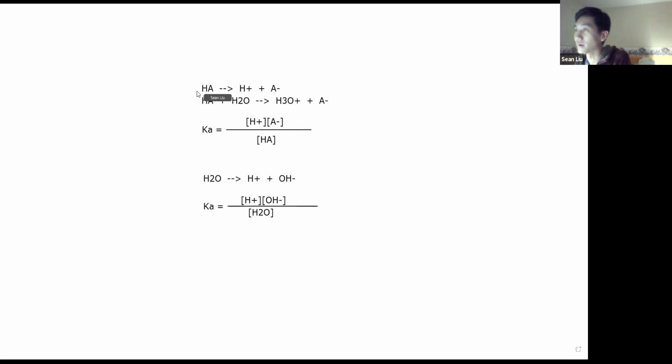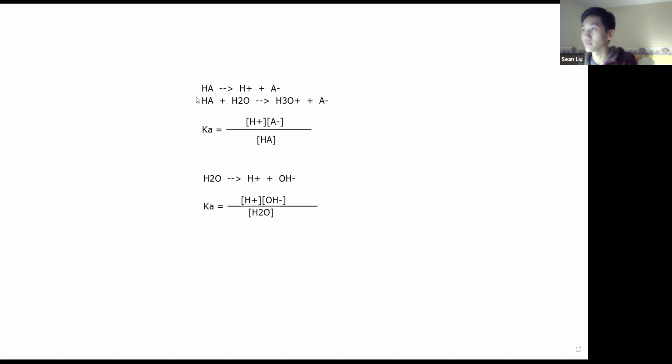Anyway, I brought up this second equation because it's a way that some people represent acids, because H plus does not actually exist in solution. It doesn't exist by itself in solution. H plus is a very unstable molecule, and it tends to bind to other molecules very readily. So that's why in water it actually forms H3O plus.